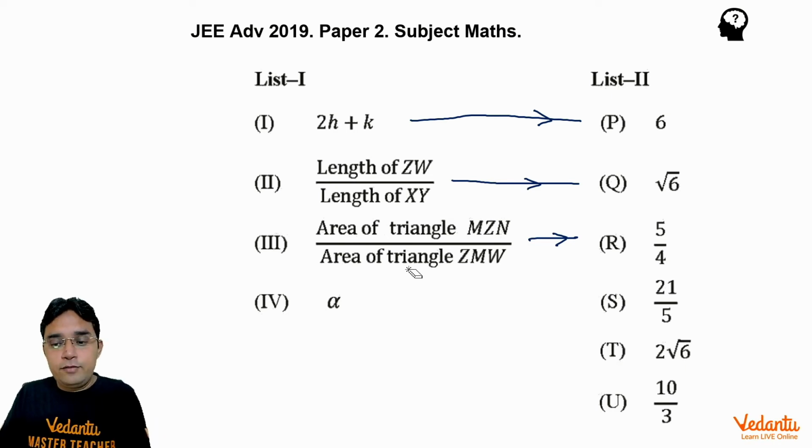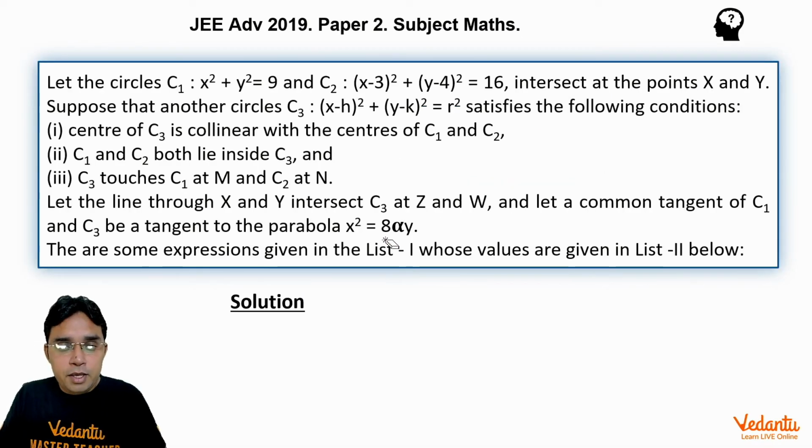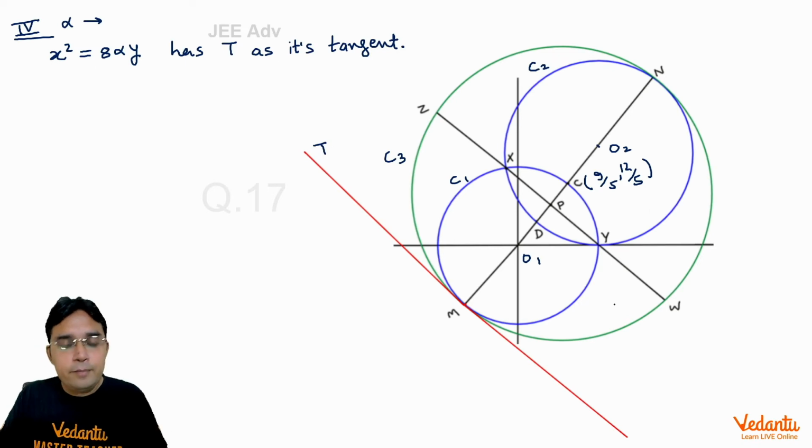To find this alpha, let us first understand what is the alpha. In the question they have given equation of parabola x square is equal to 8 alpha y, and we are given that common tangent of C1 and C3 is also tangent of this parabola. In that scenario we have to find the value of alpha. So to find this alpha, let us first try to find the common tangent T of C1 and C3.